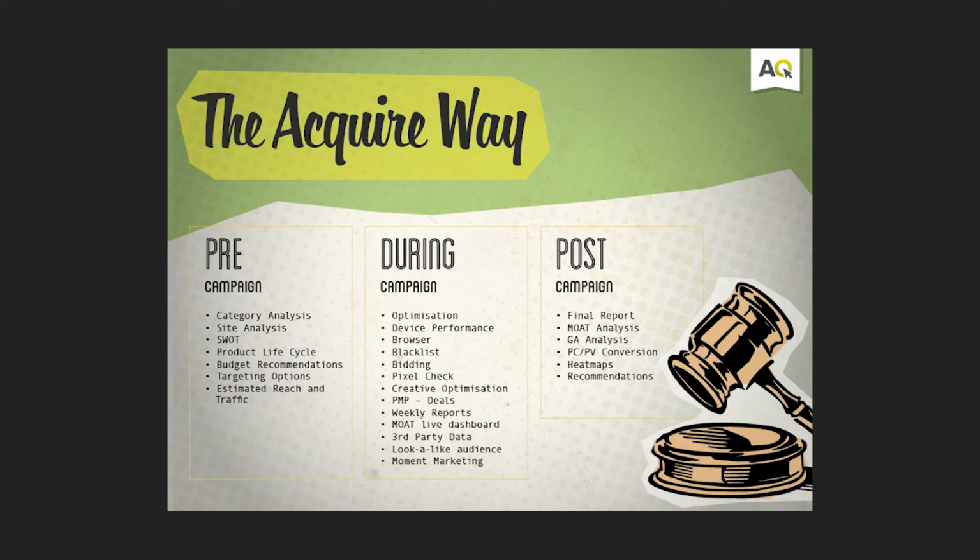We look at the product life cycle. We look at targeting options and recommend budgets. We give you an estimated reach and traffic. Once you're happy with the brief and you're happy with the recommendations and the targeting, once the campaign's live, we optimize the campaign. A campaign cannot be tweaked daily. The algorithm needs to learn and adjust.